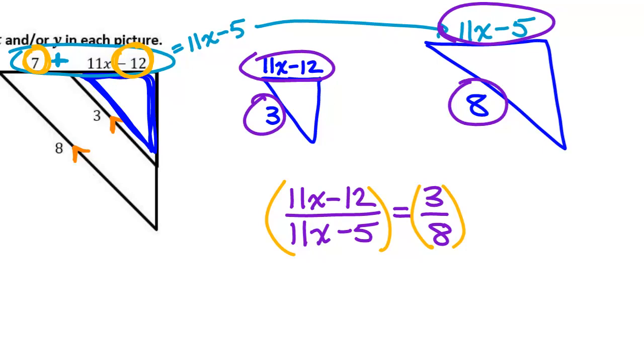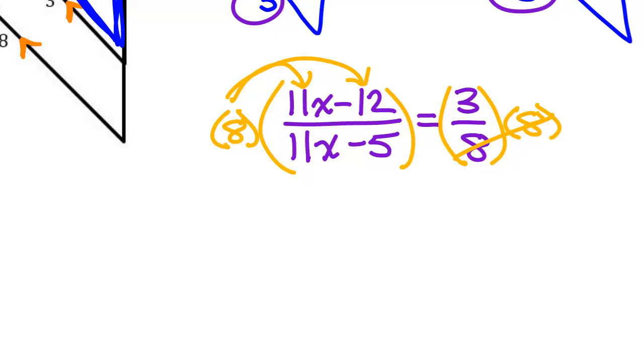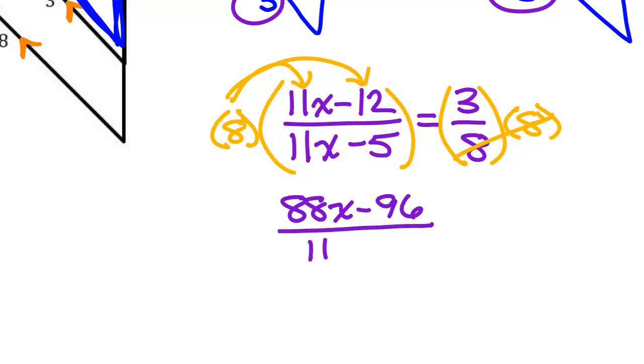Multiply by a denominator. Pick one for me. 8. Does it matter which one you pick first? Nope. We're going to go with the 8. So I distribute the 8 just to the numerator. 11x times 8 would give me 88x. And 8 times 12, 96. So 88x minus 96 over 11x minus 5 is equal to 3.